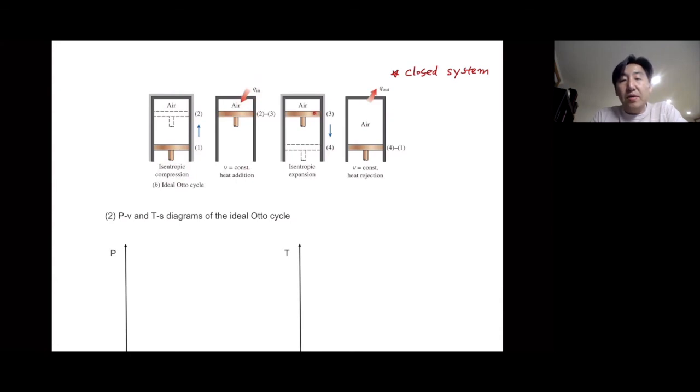Then the piston moves back to the bottom position, and that is the isentropic expansion process. Then instead of having an exhaust process or exhaust blowdown process, we assume that while the piston stays at the bottom position, that is the center, we have a constant volume heat rejection process.